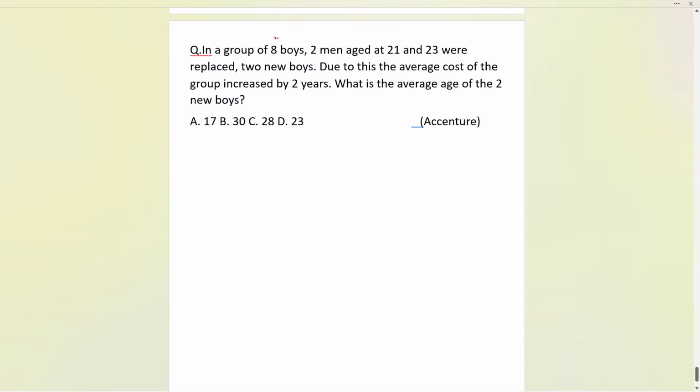Now, in a group of 8 boys, 2 boys aged 21 and 23 are replaced by 2 new boys. Due to this, the average age of the group increases by 2 years. Okay, fine. What is the average age of those 2 new boys? If these 2, 21 and 23, are replaced by 2 new boys, what will be the average age of the new boys?